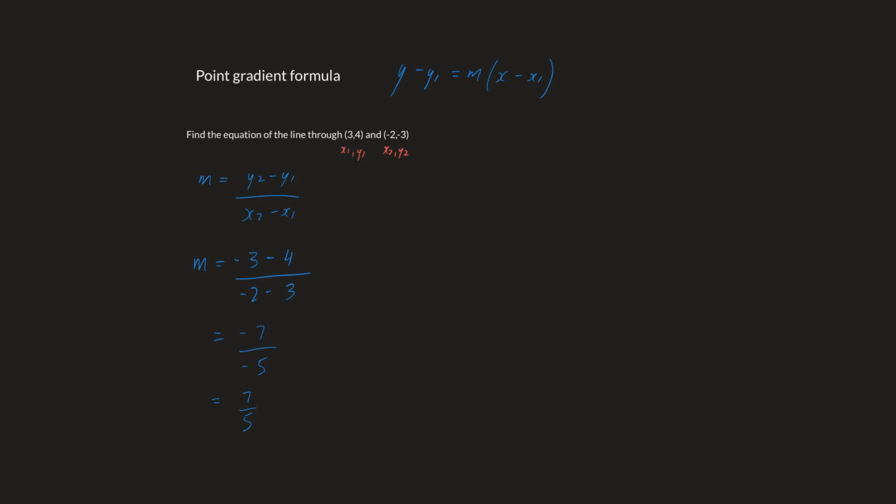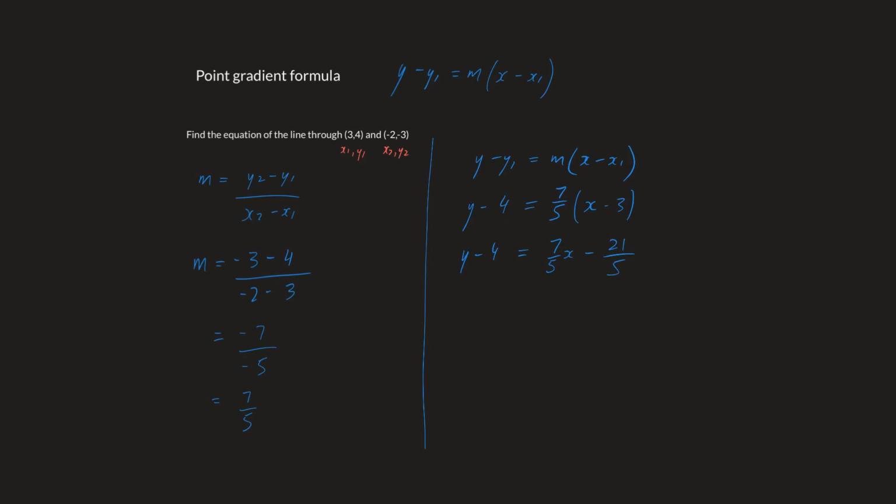And now what I'm going to do, I'm going to start with my point gradient formula. And I'm going to substitute the information in that I have for my y1, x1, and my gradient that I've just found. So y minus my y1, which is 4, equals 7 over 5, brackets x minus 3. So now simplifying that, expanding the brackets, that'll give me 7 over 5x minus 21 over 5.